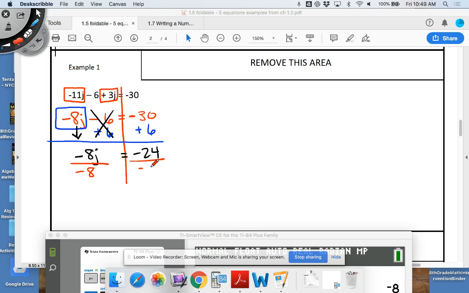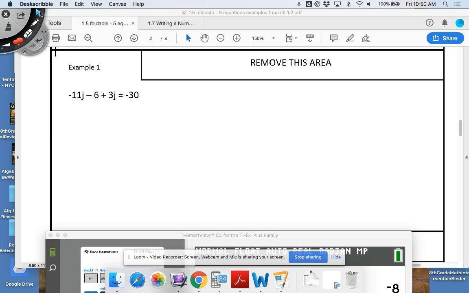And so then we divide by -8 on the other side. So I'm left with j equals 3. And it's a positive 3 because a negative divided by a negative is a positive. So it got a little bit harder because we had to combine like terms, but not too bad.